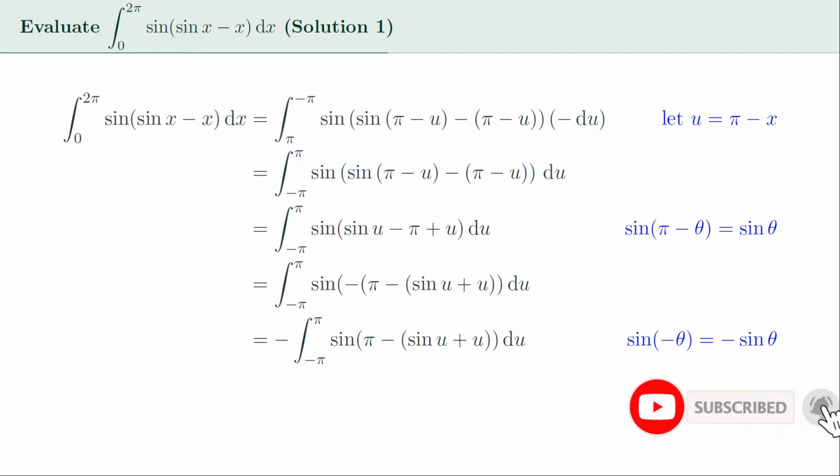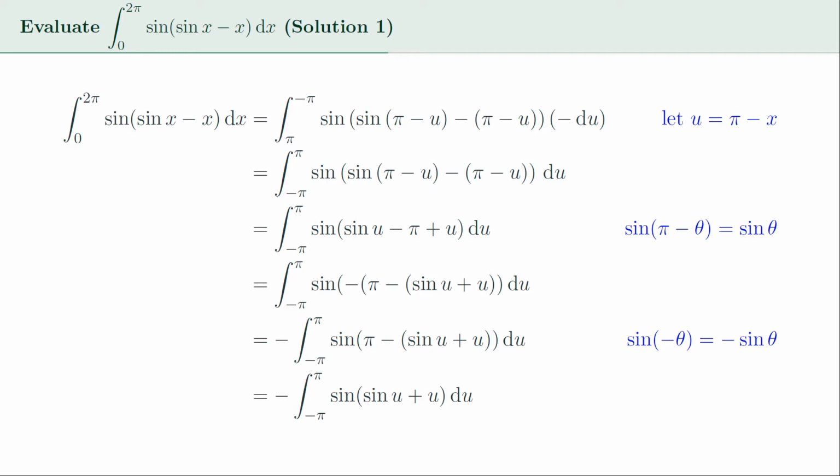So the integral becomes sine of (pi minus the quantity sine u plus u). Again, if you use the property sine of (pi minus theta) is equal to sine theta, the integral reduces to sine of (sine u plus u). Still the limits from negative pi to pi. So for the past 6 lines, we are just exploiting some properties of sine.